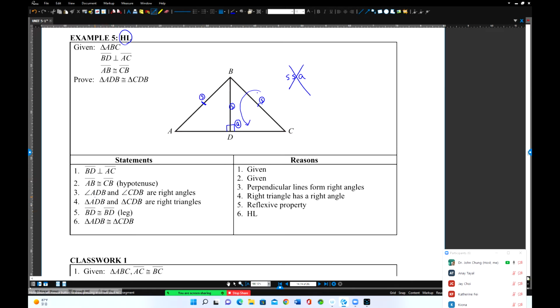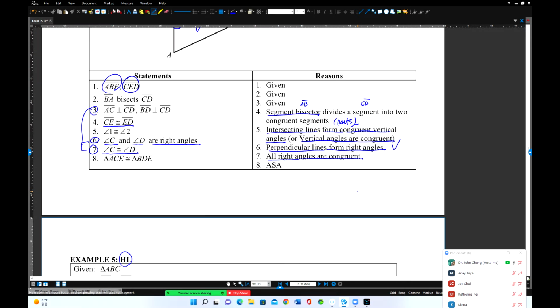The next one is what is that? Perpendicular, right? Okay, so perpendicular means what? Perpendicular lines form right angles. That's why I write down over here: right angles. Perpendicular lines form right angles. Just before, after right angles, we have to say they are congruent over here, right?